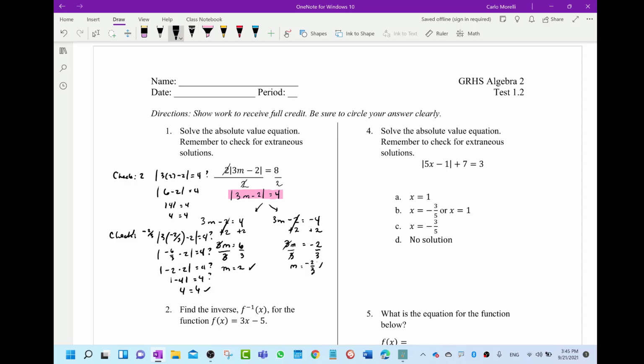So what you would write in your solution is you would do open brace, and I like to do least to greatest here, negative 2 over 3, comma, 2. Okay, so now we've shown everything. We've got our solutions here, and we've got our checks here, check 2, check negative 2/3, so we validated for extraneous solutions. Okay, there weren't any. So now we'll move on to number 2.